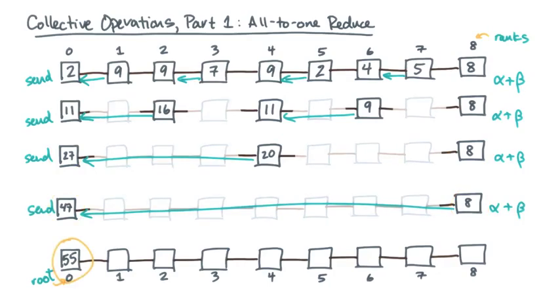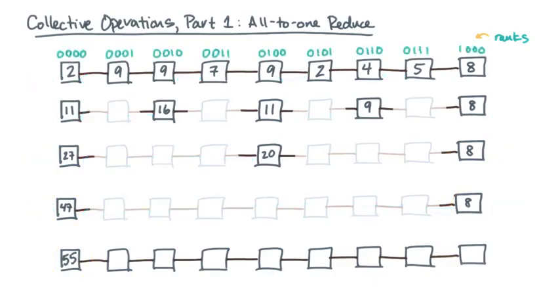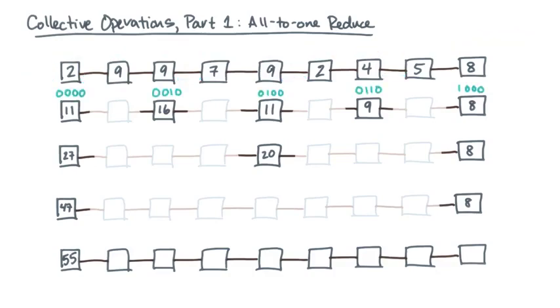Now to implement this scheme, I want to point out a useful fact. Suppose we replace the ranks by their equivalent binary strings. Recall that in the first round, the odds send to the evens. Notice, the odds all have a 1 in their least significant bit, and the evens all have 0. In the next round, the only participating processes have a 0 in their least significant bit. And notice what happens. Nodes with a 1 in their second bit send to nodes who have a 0 in their second bit. So again, it's basically odds to evens where you drop off the last bit.